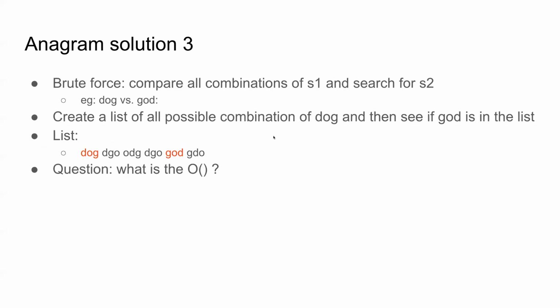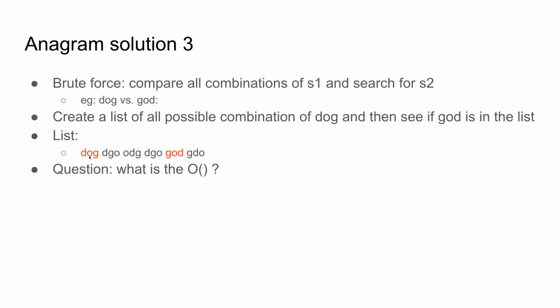Probably. The brute force way, comparing all combinations of S1 and searching for S2, is really slow. This is a bad case, like dog versus god, right? You know these are anagrams by just looking at them. But in a computer, you would want to list all the combinations of DOG. Okay, well, what is the order of growth for that? Well, if you look at the positions, there are three positions. In the first position, you have three characters to select from.